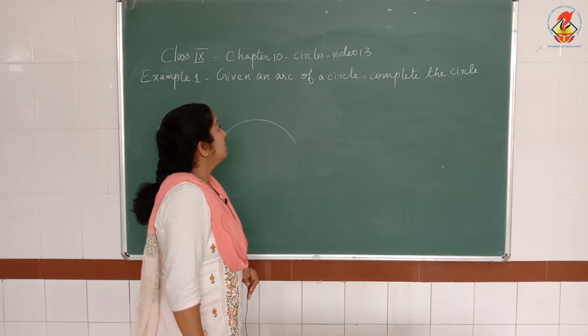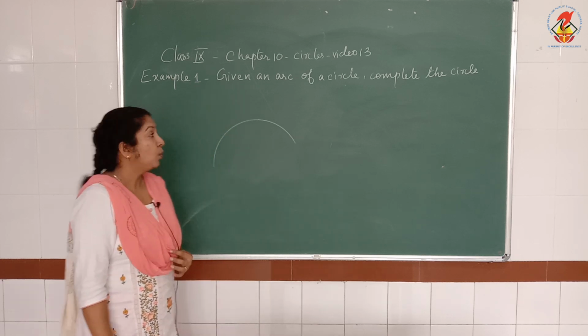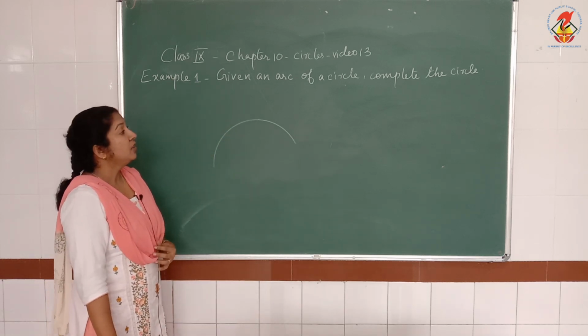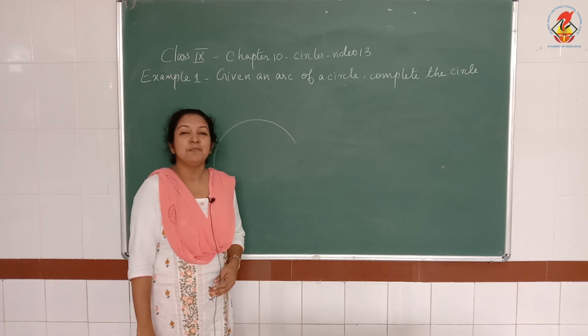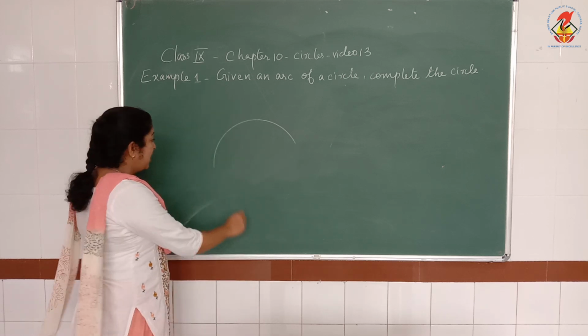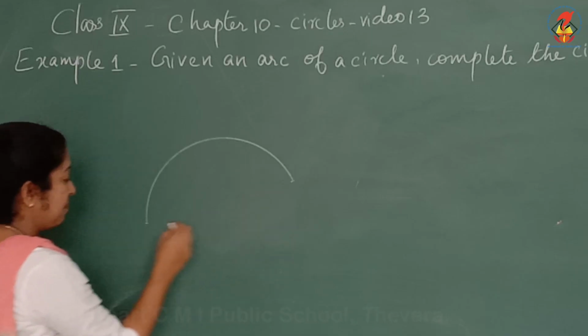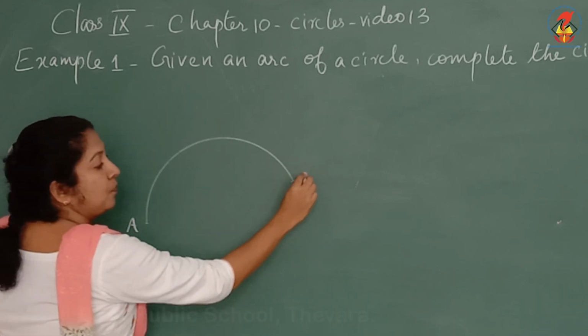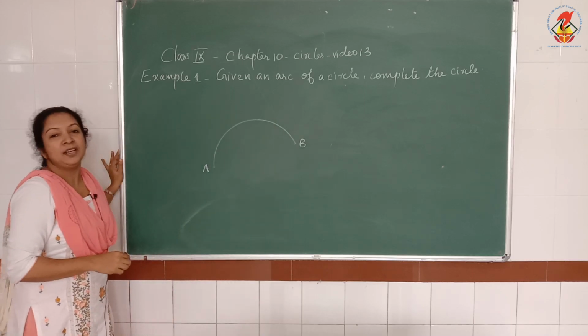Chapter 10 Circles. Example 1. The question is, given an arc of a circle, complete the circle. An arc of a circle is given. I am marking it as AB. We have to complete the circle.